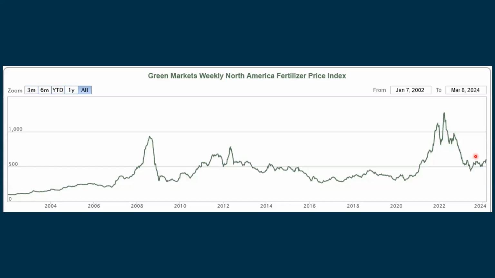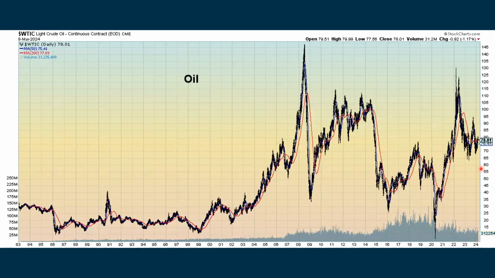We keep an eye on fertilizer. That's kind of the bedrock of farming. And we were really coming down with fertilizer prices, but lately we've been chopping sideways and even seeing a bit of an increase. We want to keep an eye on oil because that affects all of us. We're still having a hard time getting above the 80 level. We've been chopping between the 70 and 80 level now for the last little while.